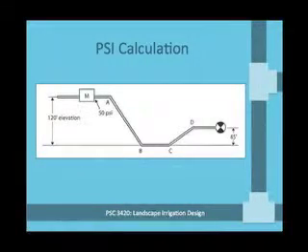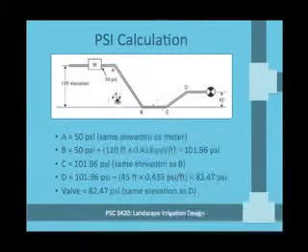Now, in this example, things are getting slightly more complicated, and there are several changes in elevation. So starting at the meter, which is here, where the pressure is known to be 50 psi, and working from A to B and on to C and D, and finally the valve, what is the pressure available at the valve? So let's work that out.